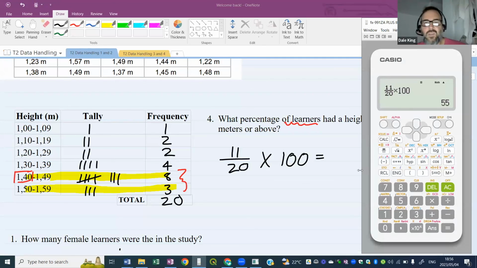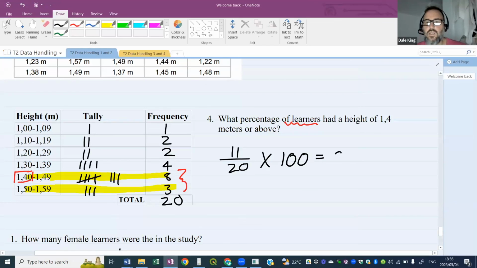Not even any decimals. Nice and easy. 55%. I hope you guys saw how we did that. The percentage of the total learners that are 1.4 or higher. So it's the last two rows, which had 8 and 3, which becomes 11. So it's 11 over 20 times 100, which is 55%.